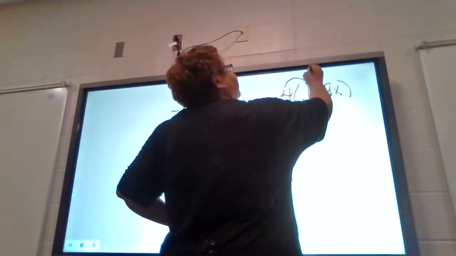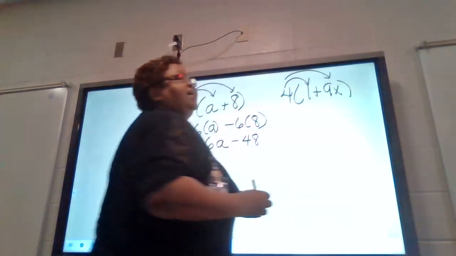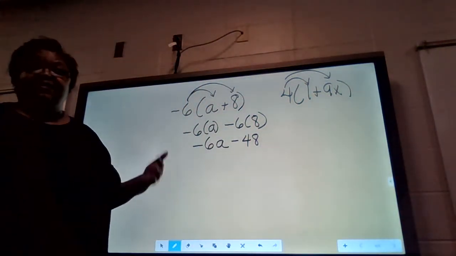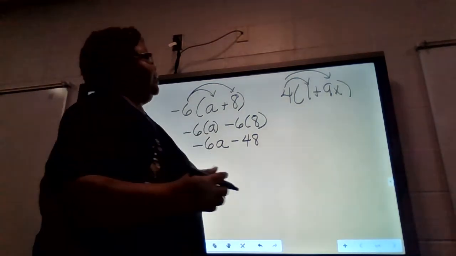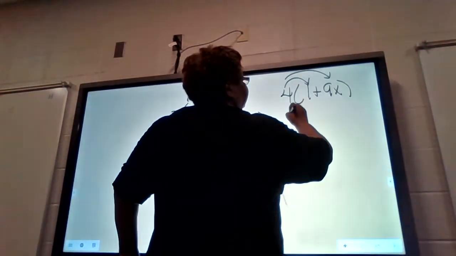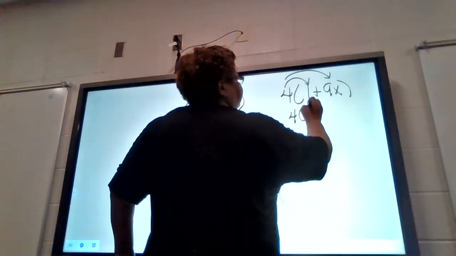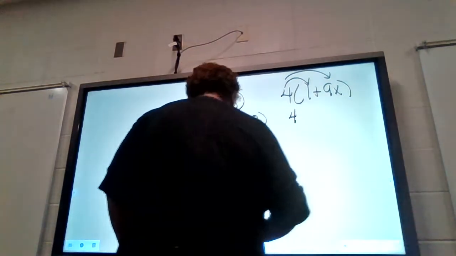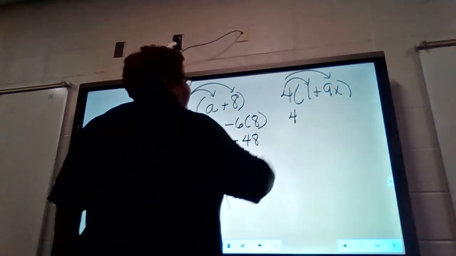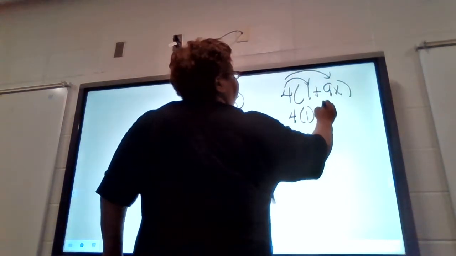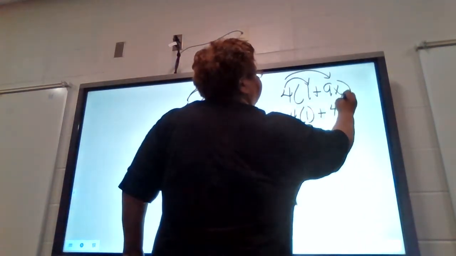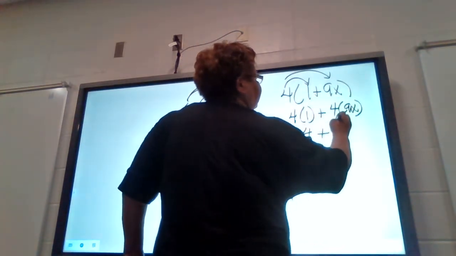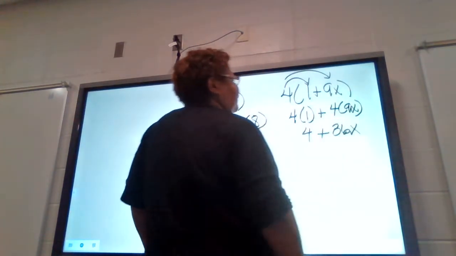So I'm going to multiply 4 times 1 and then 4 times 9x. I hope you're writing these down. If I'm going too fast, this is a video. Pause the video and keep going. So 4 times 1, and then plus 4 times 9x. 4 times 1 is 4. 4 times 9x is 36x.